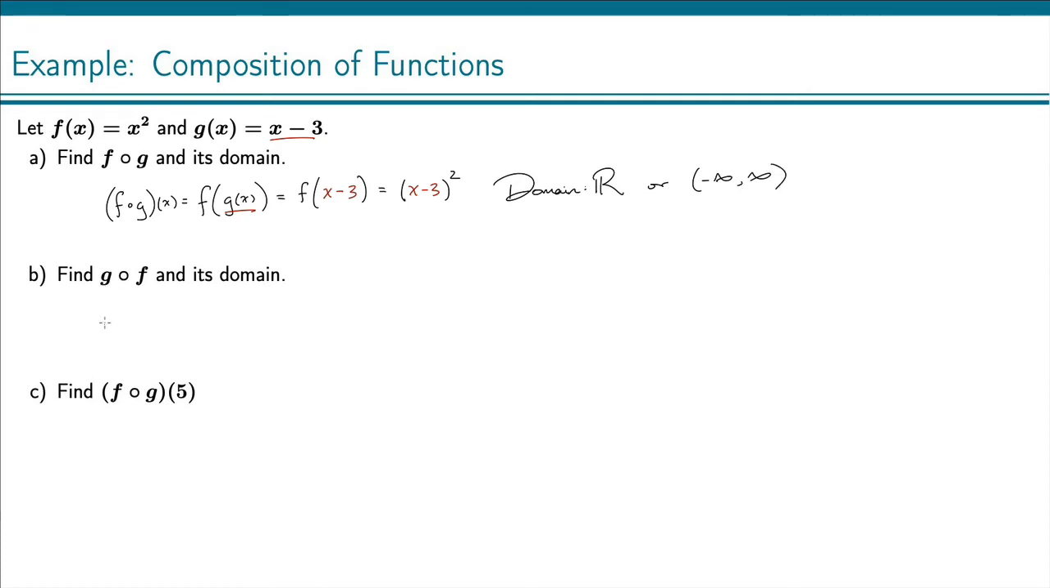For part B, g composed with f, this is a little bit different. G composed with f of x is g of f of x. So now I'm going to start off by plugging in this f of x. Now f of x is x squared, and so I plug that in, and now I'm doing g of that thing. And of course g of x is x minus 3. So I take my input and I plug that into my x, and so that gives me x squared minus 3.